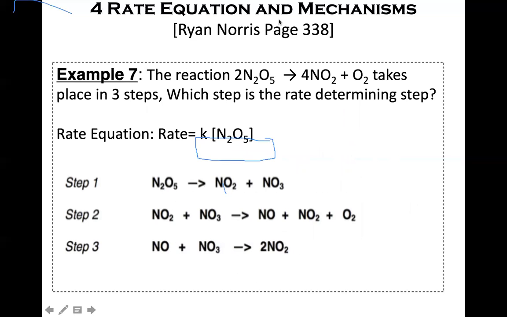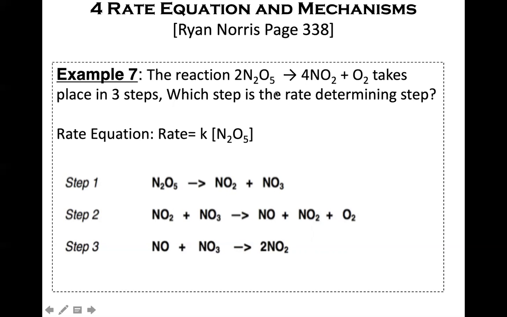Next, example 7. I need you all to unmute your speaker, because you need to answer me on this question. I have 10 minutes left, so let's have a look at this reaction.